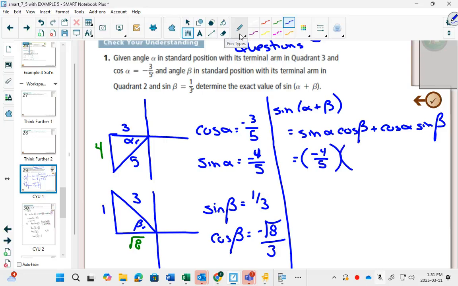But we know that all of sine alpha is equal to -4/5. And we know all of cos beta is -√8/3. Plus all of cos alpha is -3/5. And all of sine beta is 1/3. So the sine and cos go away. So the number one mistake is people keep the sine and cos.